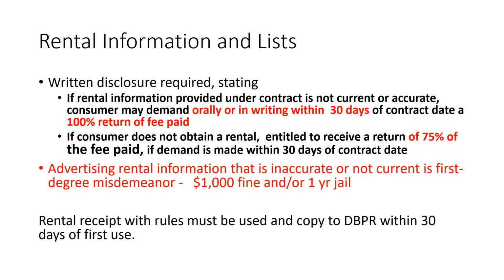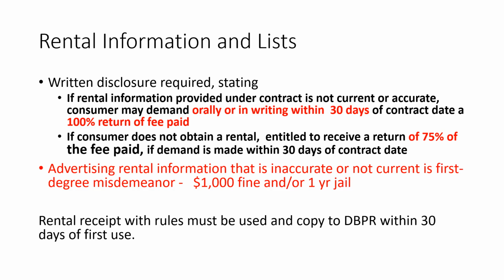First of all, when you sell a list to a potential tenant looking for a rental, then the written disclosure is required, and on this written disclosure it will state that if the rental information provided under contract is not current or accurate, the consumer may demand orally or in writing within 30 days of the contract date 100% return of the fee paid. If, though, the list is good, but the consumer just doesn't happen to obtain a rental, then the renter is entitled to receive a return of 75% of the fee paid if demand is made within 30 days of the contract date.